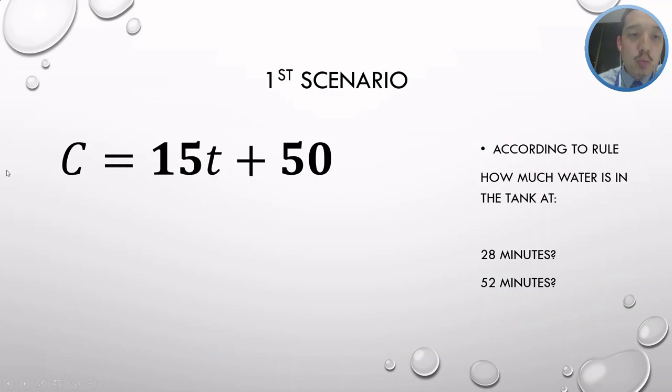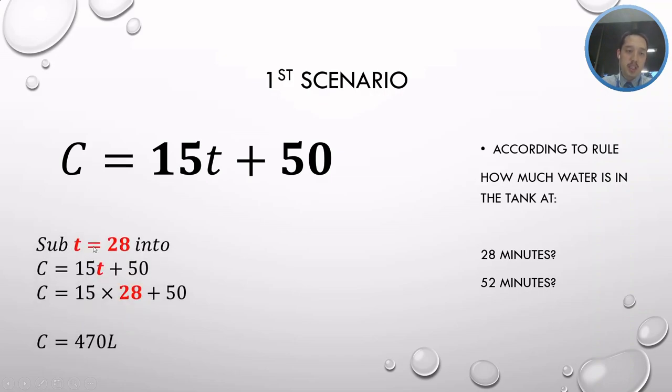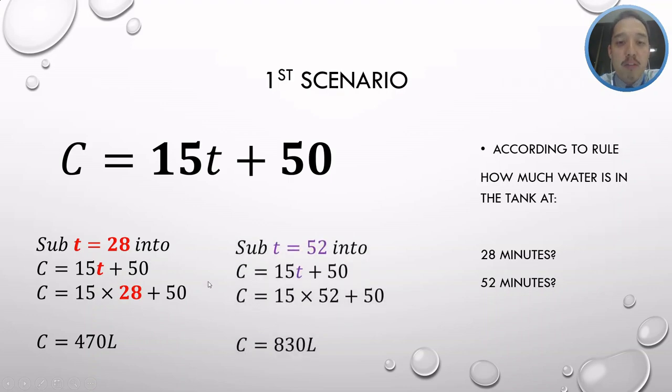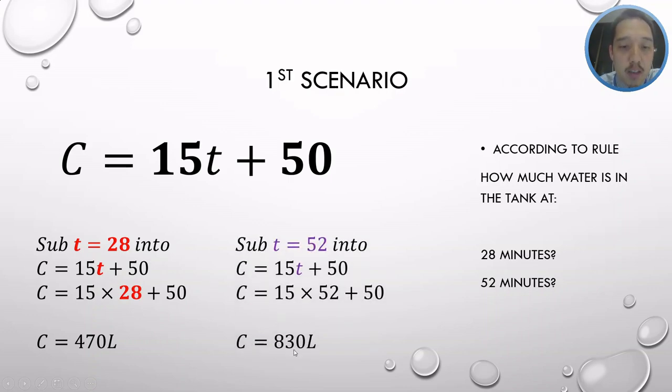What else you should know is that the rule itself can be used to figure out capacity at a specific time. And what we can do here is that we can see clearly capacity is equal to 15 times the amount of time taken plus 50 liters. So to find the capacity, all we have to do is take the 28 minutes and plug it into the time value. So here, I sub t is equal to 28 into the time value of the rule, and I get 15 times 28 plus 50, which gets me 470 liters. And then of course I can do the same thing with 52, and I get 830 liters.